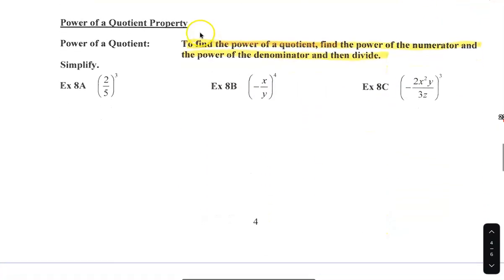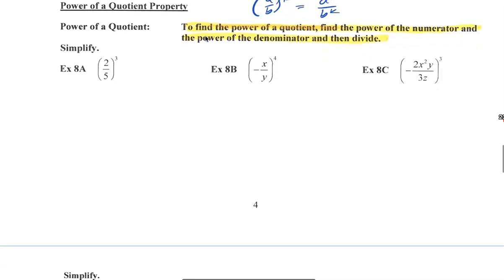And then the power of quotient property. So this one I actually used, didn't realize I haven't explained it already. If you have two things and they're also power, that could distribute to both of them. So it goes a to the k over b to the k. So I was going to do the first one here. That 3 goes to both of them. So I get 2 to the third, 5 to the third. 2 to the third is 8. 5 to the third is 125.